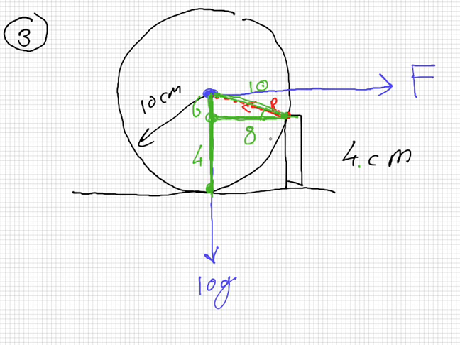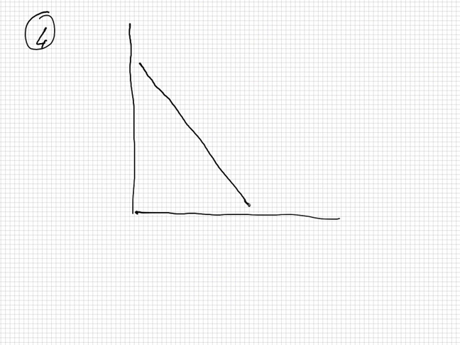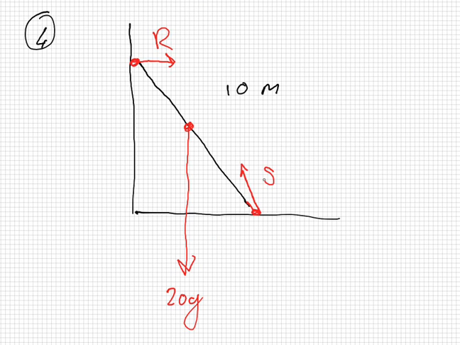Number 4 looks like this. You have your wall. You have your ladder. How long is the ladder? 10 meters, and it's 20G. There's a reaction here, and then there's a reaction here. But you know that they all meet. So if I draw this line across here, and this line up here, and this line up here, they all meet right here.